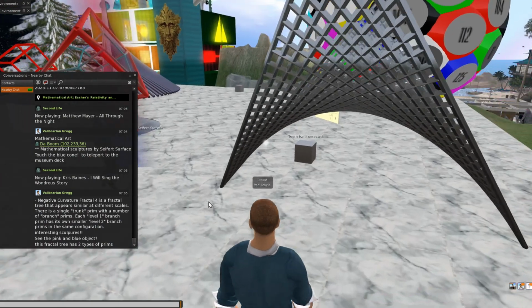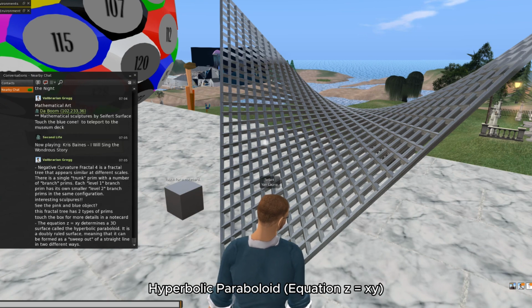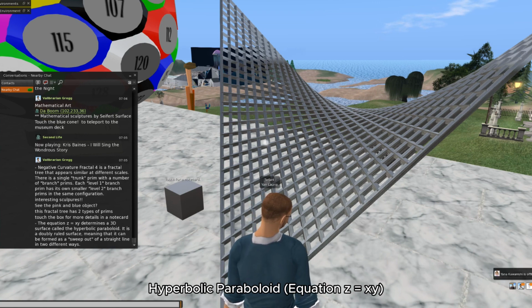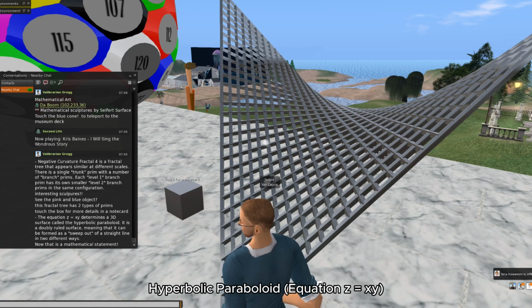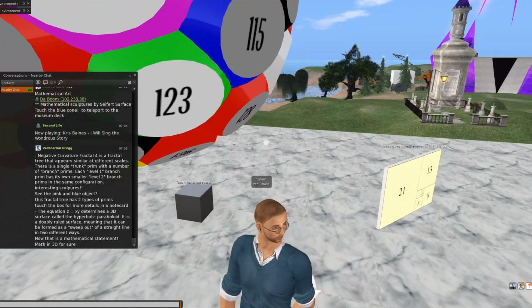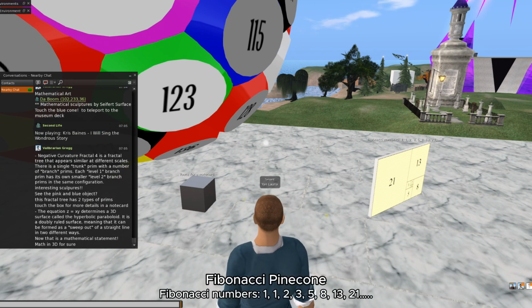And next, the equation z equals xy determines a 3D surface called the hyperbolic paraboloid. This doubly ruled surface means that it can be formed as a sweep out of a straight line in two different ways. And this is a Fibonacci pine cone.